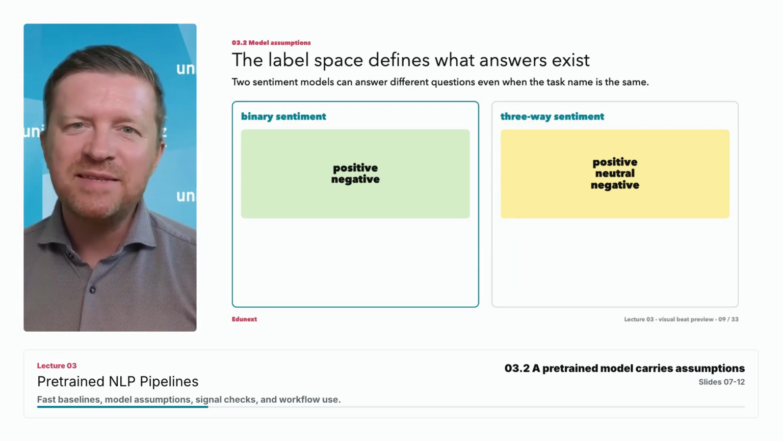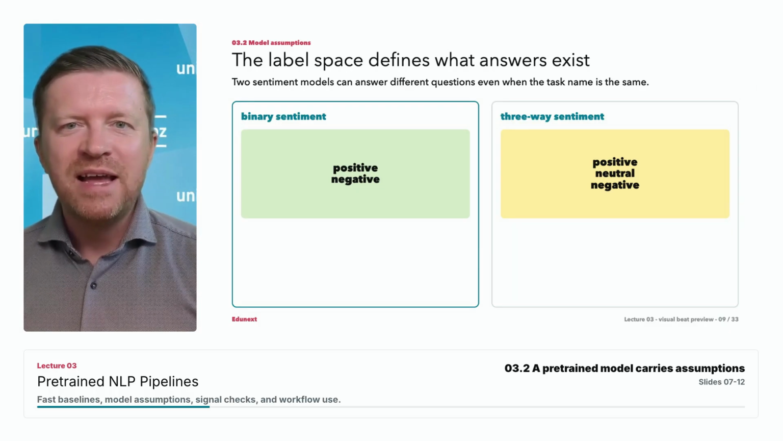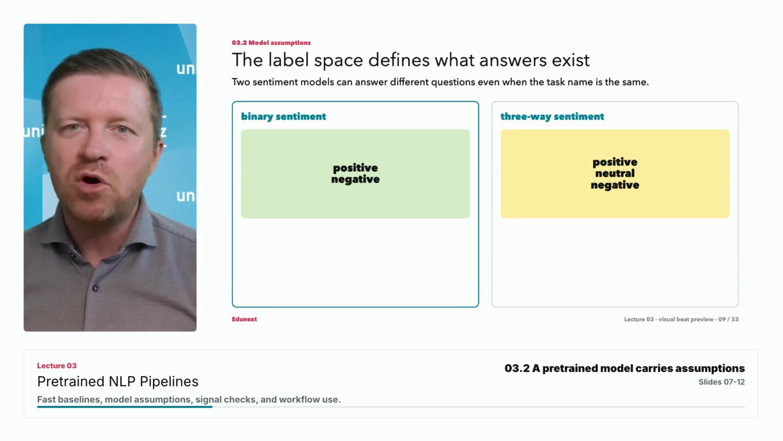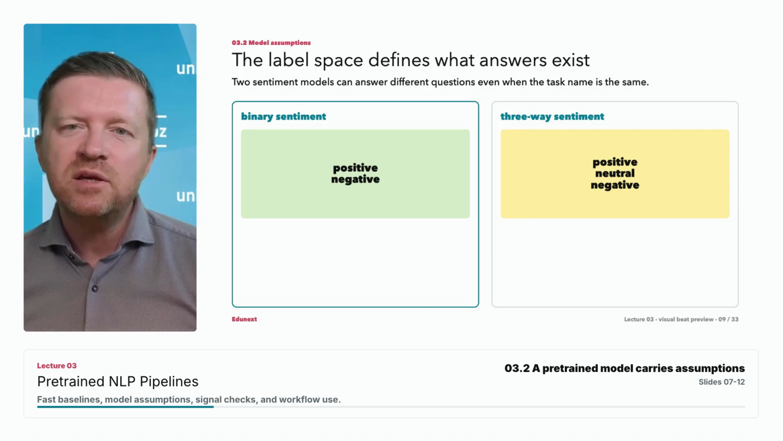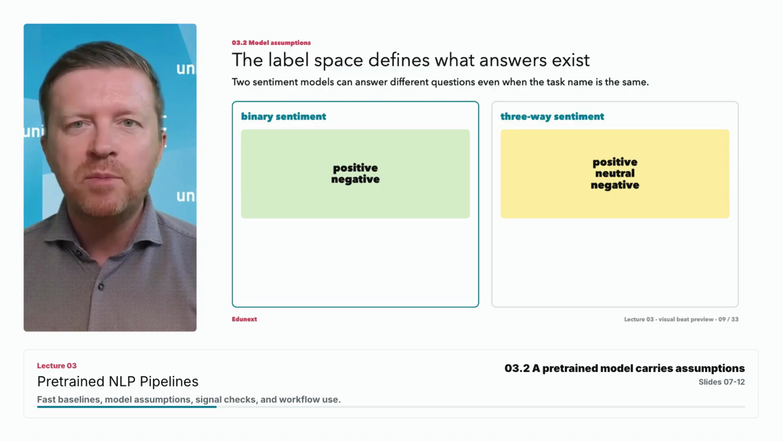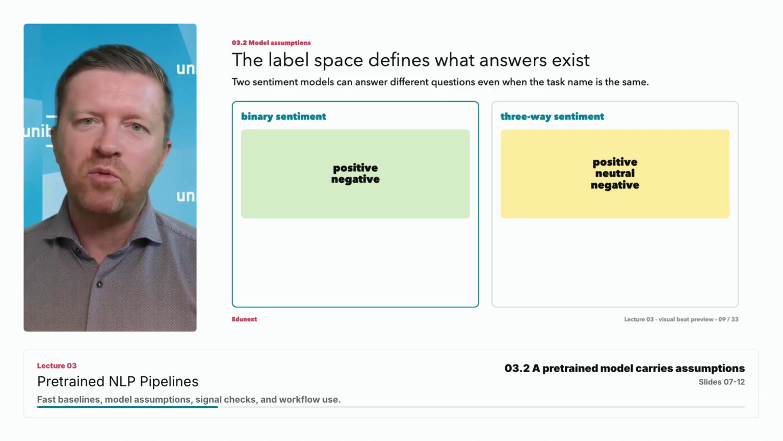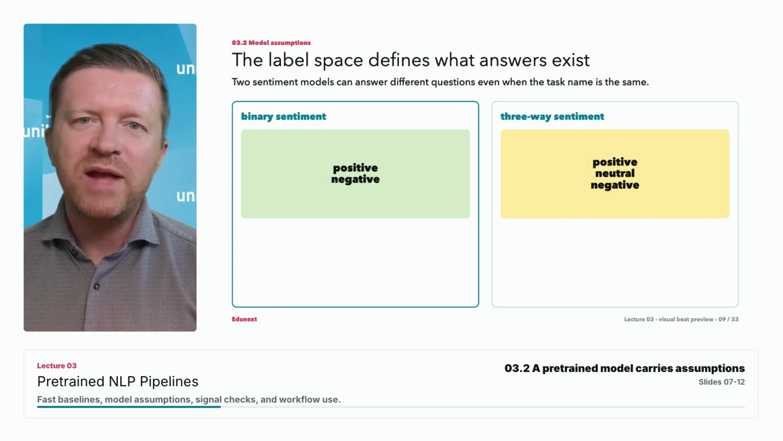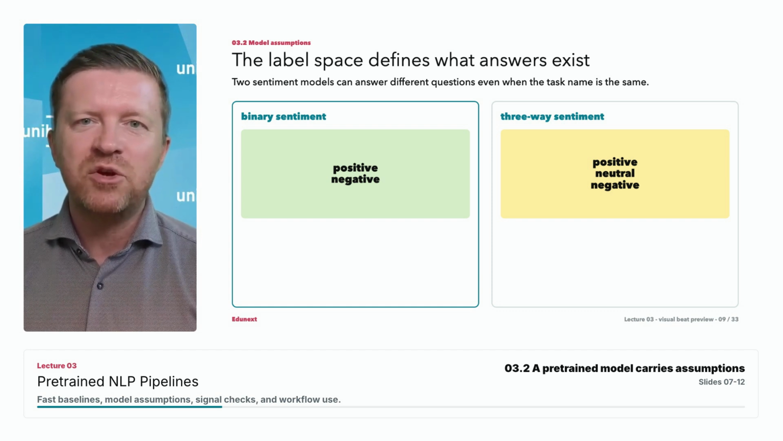The interface is clean, the score is numeric, and the library call looks the same for many tasks. But the model card reminds us that this is still an artifact made from choices: which data was included, which labels were used, which examples were considered success, and which limitations were documented by the creators. The task name is not enough.